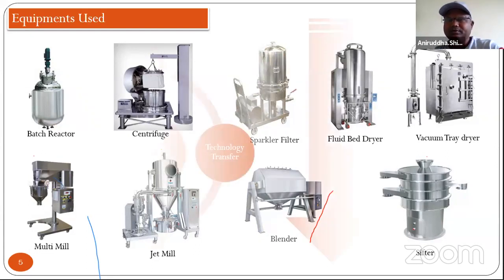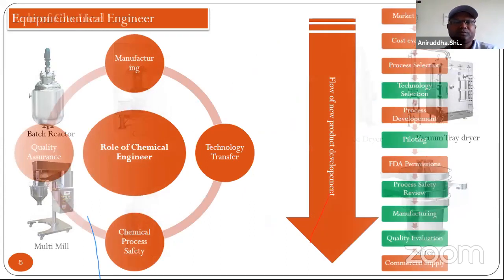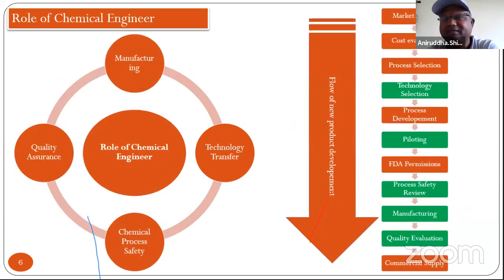Now we are moving towards the role of the chemical engineer in the pharmaceutical industry. Before that, we should understand the major steps of product development in the pharmaceutical industry. We'll take one example: we want to launch a new product that was not manufactured earlier, and right now we are going to manufacture it. So what are those steps?